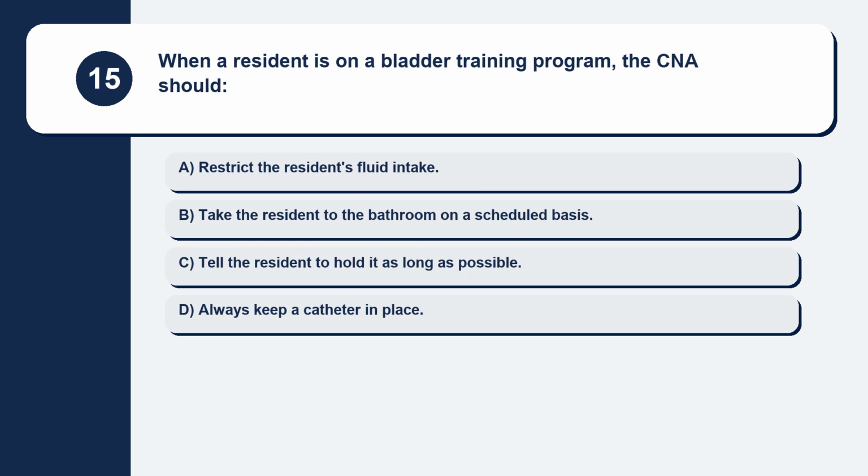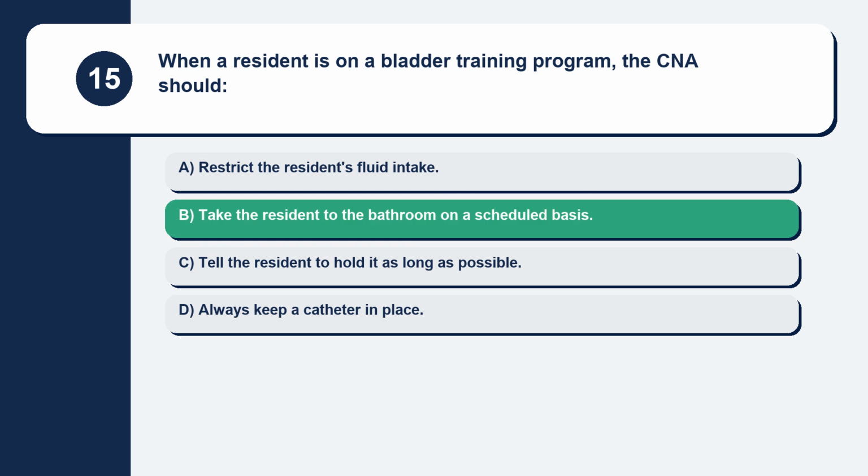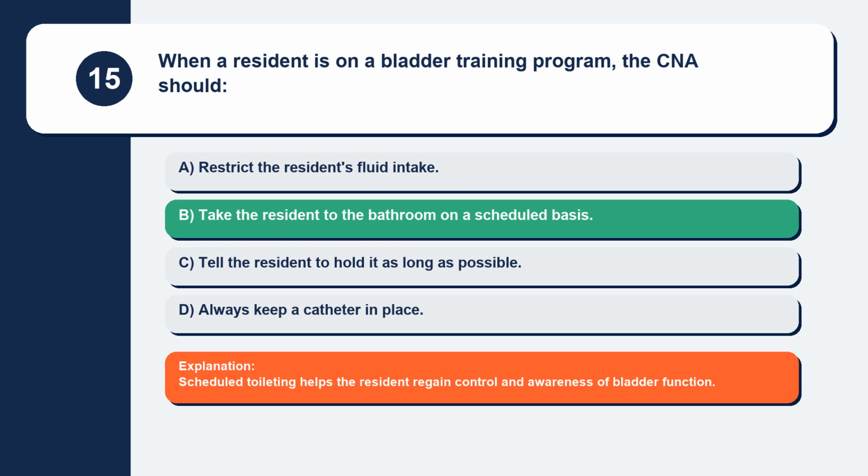Question 15. When a resident is on a bladder training program, the CNA should restrict the resident's fluid intake, take the resident to the bathroom on a scheduled basis, tell the resident to hold it as long as possible, always keep a catheter in place. Scheduled toileting helps the resident regain control and awareness of bladder function.